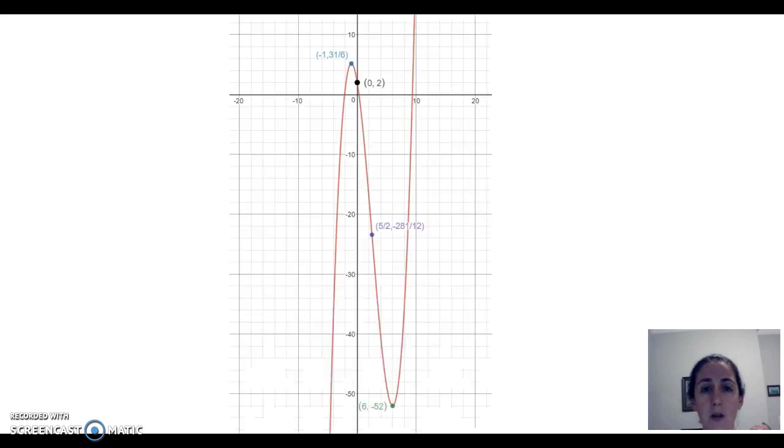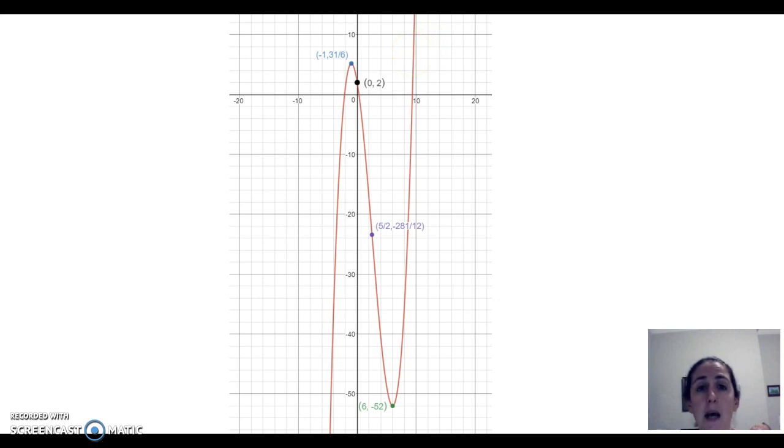Now let's take a look at what this actual graph does in fact look like. I graphed it using Desmos, and as you can see, it is increasing up to negative 1, 31/6. Then it comes back down, still being concave up, goes through this y-intercept 0, 2, right to here at my point of inflection, where you can see the tangent lines go from being above the graph to now being below the graph. I'm concave down all the way down through this local minimum at 6, negative 52, and you can see the tangent lines are still below the curve. So our graph lines up with what the actual graph looks like.